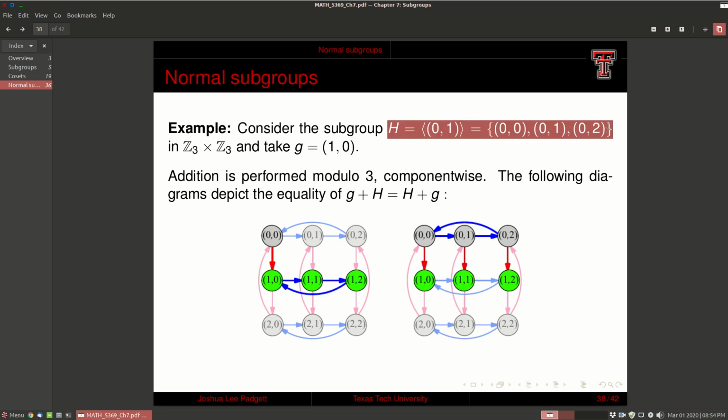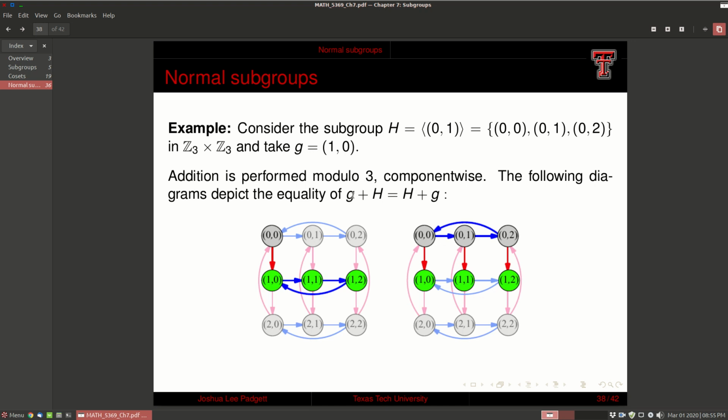All right. Since addition is performed component-wise, no matter what element I add to H, what is H? It is (0,0), (0,1), and (0,2). It's this blue cycle up at the top. If I add (1,0), it simply shifts me down every single time. And it doesn't really matter whether I add on the left or the right, because addition modulo 3 is commutative. So what this means is basically that performing what? So the idea is, if I start, what is this kind of saying?